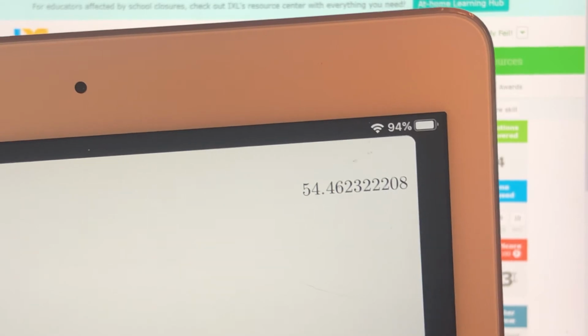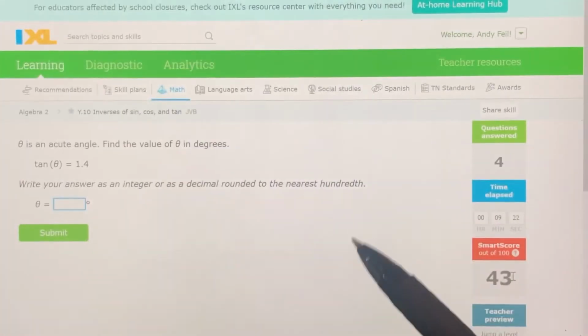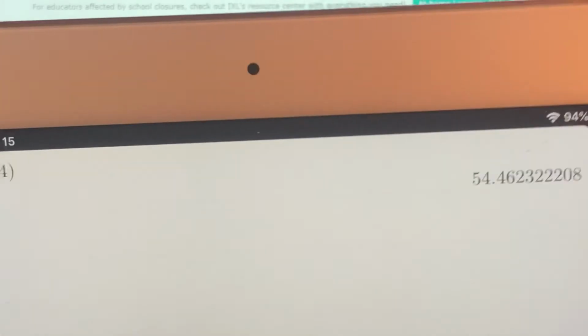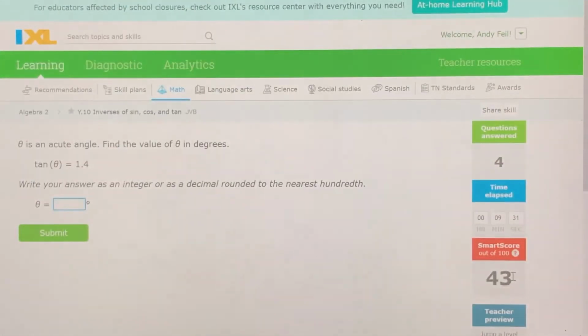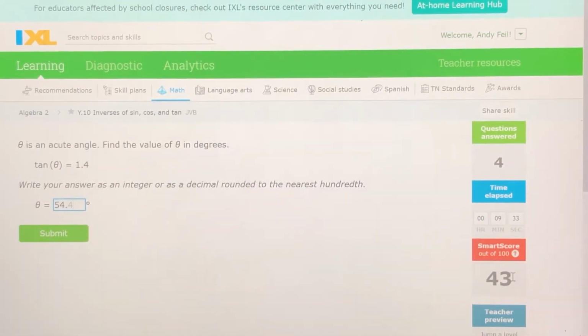It's 54.46. Now, again, we've got to be careful. This one says round to the nearest hundredth, so just be careful what you round to, because I've noticed sometimes it says hundredth, sometimes thousandth. So this would be 54.46.